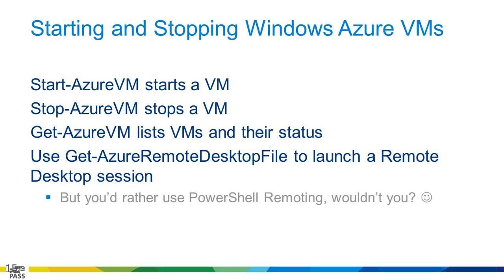When you do want to connect to your VM in a remote desktop manner, you use the get Azure remote desktop file commandlet with the service name and the name of the server, and then I use the command line option launch, and that fires up the remote desktop environment into that Azure VM. It's a good idea, just to get your bearings straight, to see what it looks like on there. But for the most part, you're going to want to use PowerShell remoting to manage that server.